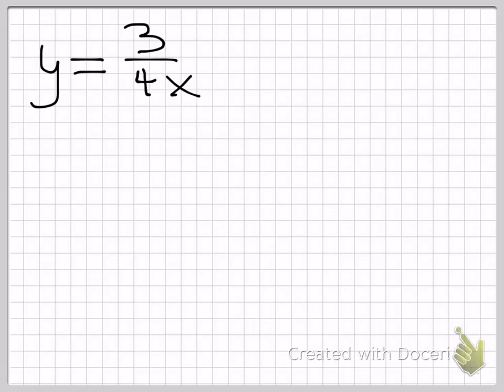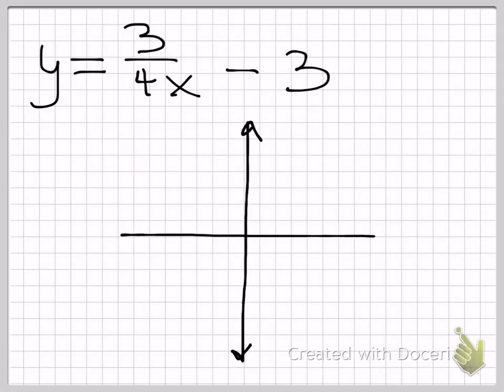So I'm going to graph this. This means I'm starting at negative 3 on the y-axis. My slope is positive 3/4, so that means I need to go up 3 to the right 4. I can do that again.